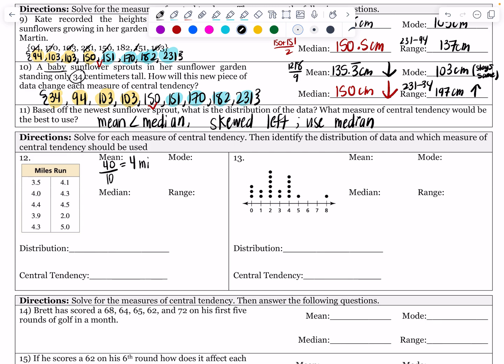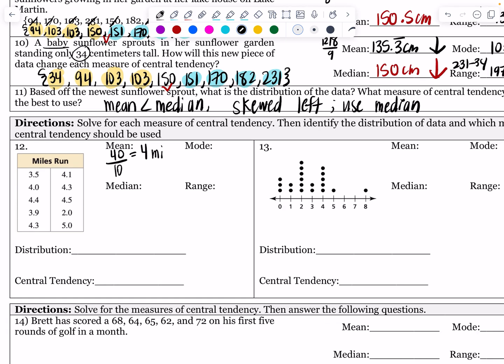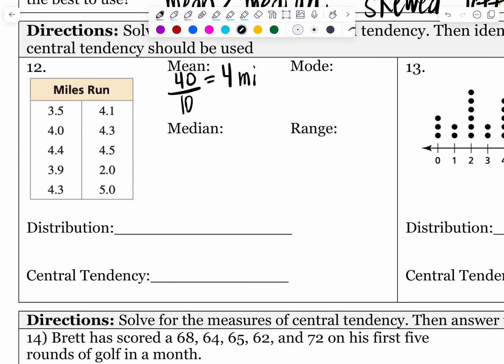What's my median? For my median, I would need to put it in order from least to greatest. Mine would be way less than their least, 2.0. Let me zoom in, make sure I'm crossing them out as I go. 2.0, 3.5, 3.9, 4.0. All these people are running, y'all. 4.3, 4.4, 4.5. Some of y'all are listening to this and you're like, Miss Hall, I run like 10 miles a day. I do not. That is not a thing for me.